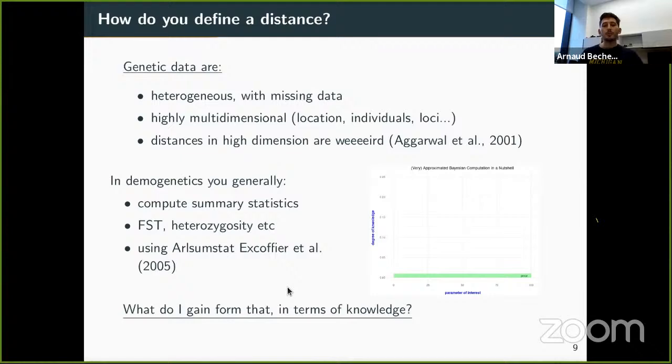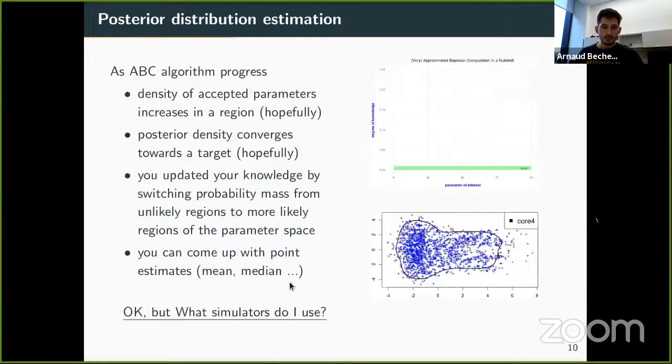So now concretely, what do you gain in terms of knowledge by doing that? That is the problem of estimating the posterior distribution. As the ABC algorithm progresses and you explore more and more of the parameter space, what you hope, and a statistician would spend hours on that, is that the density of accepted parameters will at least increase in a region. You want one region to have a more dense population of accepted simulations. And you also hope that the more simulations you run, the more your posterior density will converge towards a target. That is, if I run 1 million or 1 billion simulations, at the end it doesn't change my estimation too much. So you need to check that.